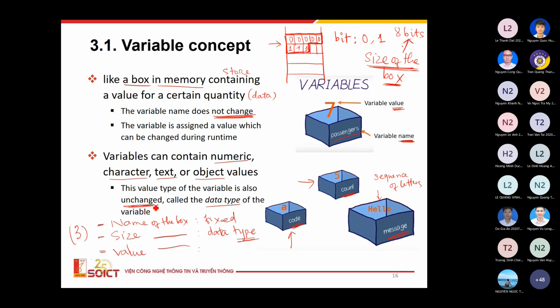When you declare a variable, you have to show the computer what the size of the box is, and it's fixed also. Okay, you can only change the value of the box, but the name and the size you cannot change.